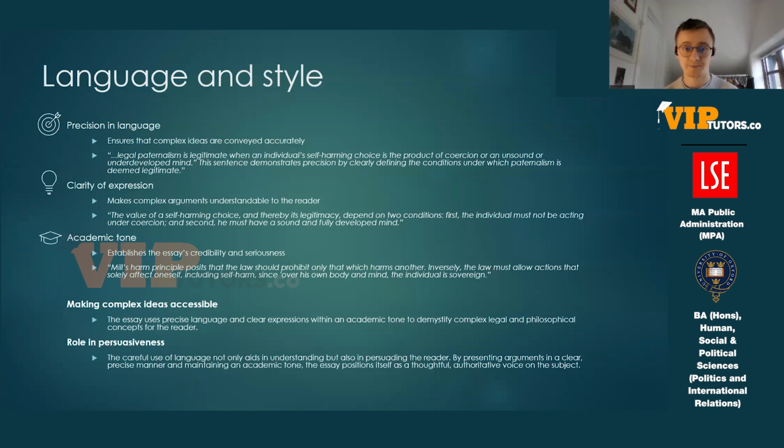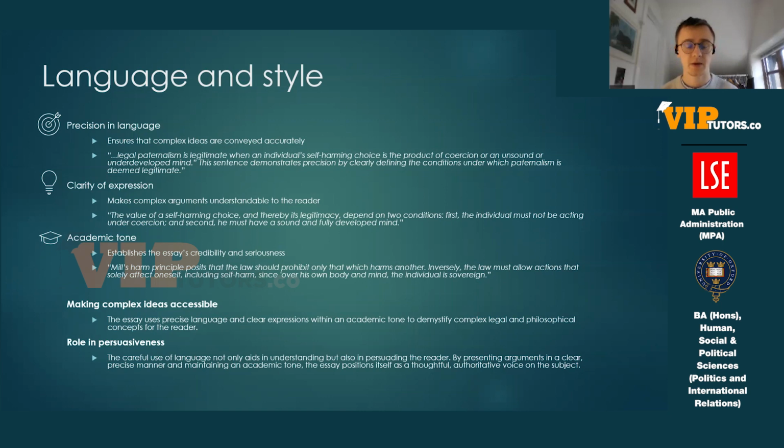This leads us to the next one, which is clarity of expression. This is something John Jung also does well, in the sense that just because a concept's complex doesn't mean it needs to be written that way. So he does this as in the excerpt here: the value of a self-harming choice and thereby its legitimacy depends on two conditions, and then outlines them, which could have been written as a paragraph, but there's no need for that.